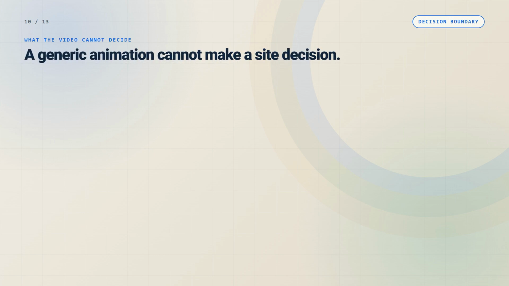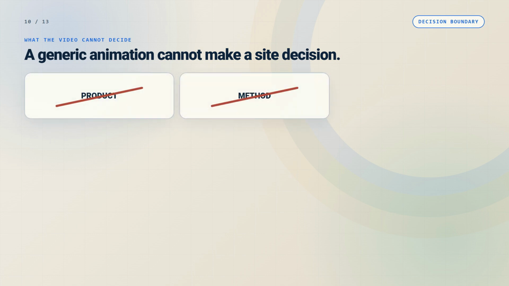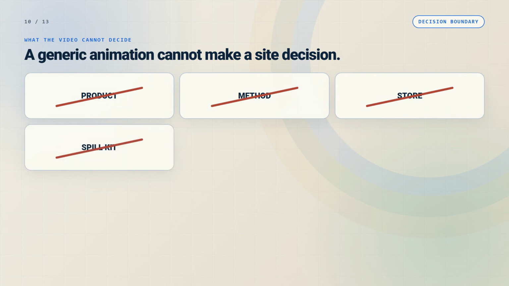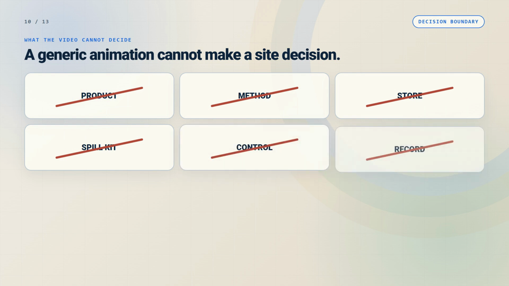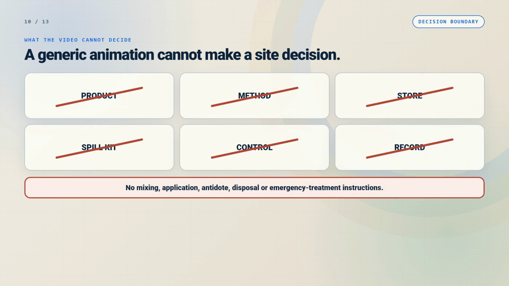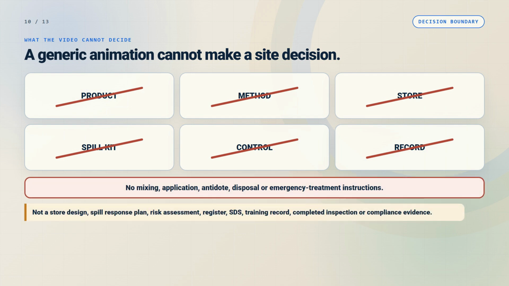This video cannot decide whether a product, method, store, spill kit, control or record is suitable for a real task. It does not define product-specific stop conditions or tell anyone how to mix, apply, treat exposure, dispose of material or respond to an emergency. The abstract diagrams are not a chemical store design, spill response plan, risk assessment, register, safety data sheet, training record, completed inspection or compliance evidence.